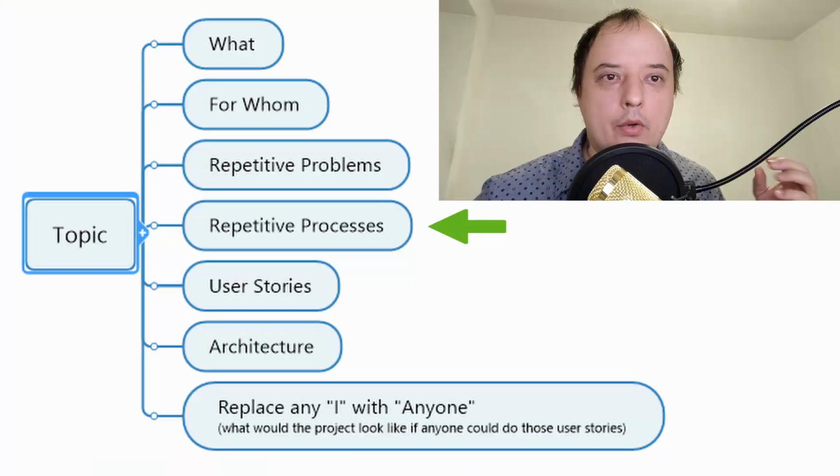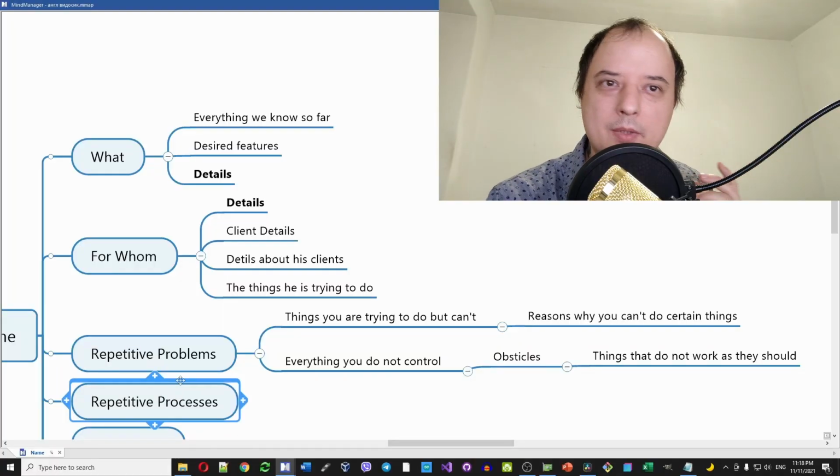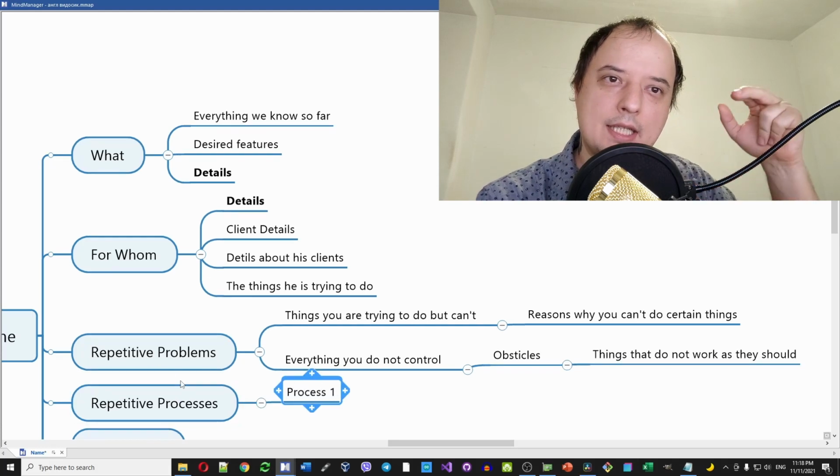Here you will find all the pieces, all the problems that need to be solved by your solution, right? You will predict the smallest pieces that can go wrong in your future project. Repetitive processes is all the processes that you see are required to build your system, right? Based on the problems that you see, based on the requirements that you wrote in previous sections.